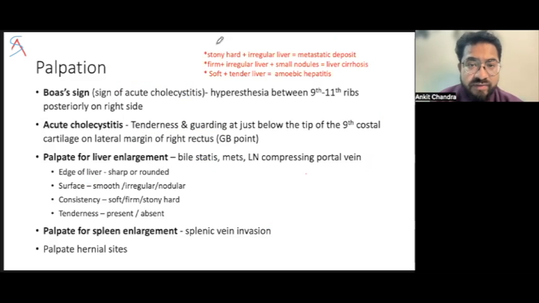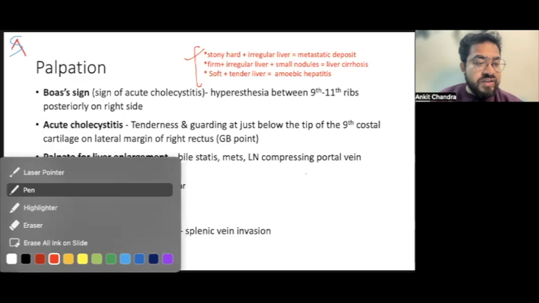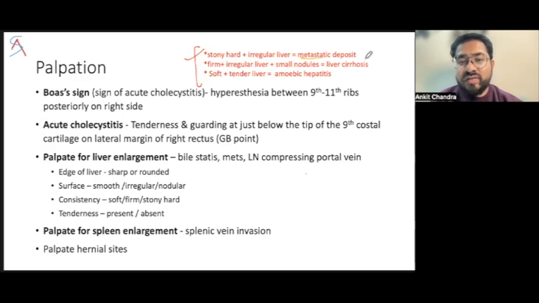So now, if the liver is stony hard and has an irregular surface, think of metastatic deposits. If the liver is firm with an irregular surface and small nodules, think of liver cirrhosis. If the liver is soft and tender, think of amoebic hepatitis. I will deal with these three, and also how to differentiate liver mets from the others, towards the end of this video, I'll be talking about that.